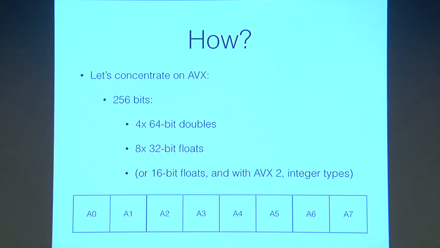All right, how do we use these? We're going to concentrate just on one version. We're going to talk about AVX. 256 bits, so we have either 4 64-bit doubles or 8 32-bit floats. Or 16-bit floats, or we can do integers and other stuff. But we're just going to talk about floats for the most part. All right, and we just have 8 values in parallel in a register.